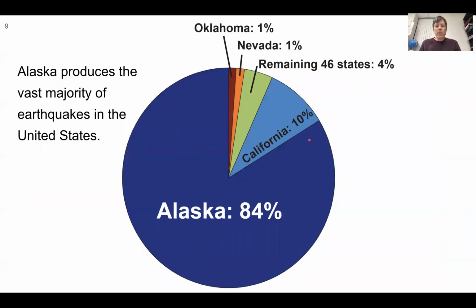If we look at the earthquakes in the United States, we see Alaska produces the vast majority, or 84% of earthquakes in the United States. The next state is California, coming in at 10%. And so this is a fact that is not well known, mainly because there's not a lot of people that live in Alaska. So the earthquakes don't have the same consequences that they might in dense urban regions of the other parts of the country.